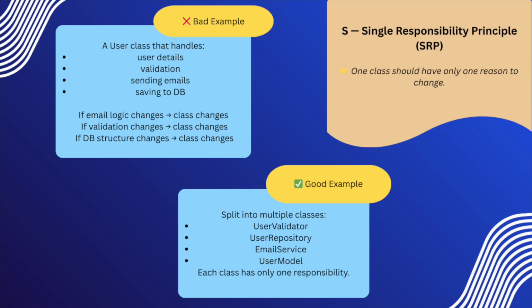It's handling multiple responsibilities. A better example is when user details have a different class, user validation has a different class, sending email is a different class, and saving to DB is a different class. So each class will have only one responsibility. That way your code is cleaner also.